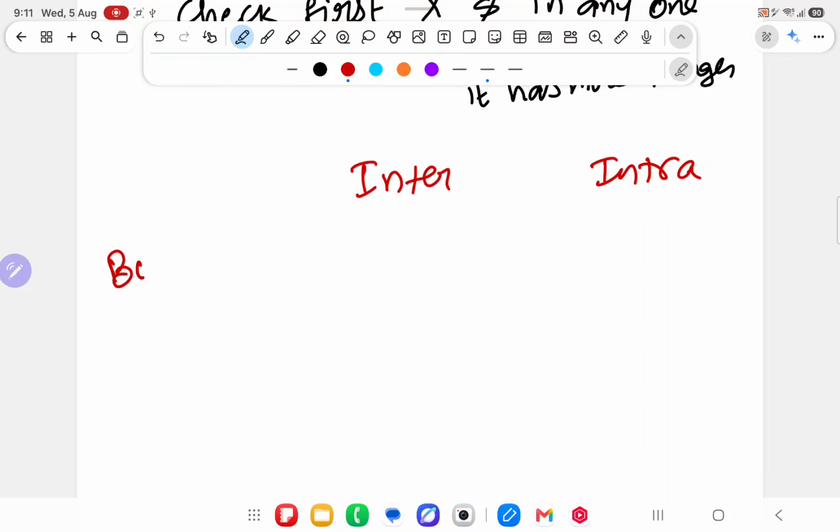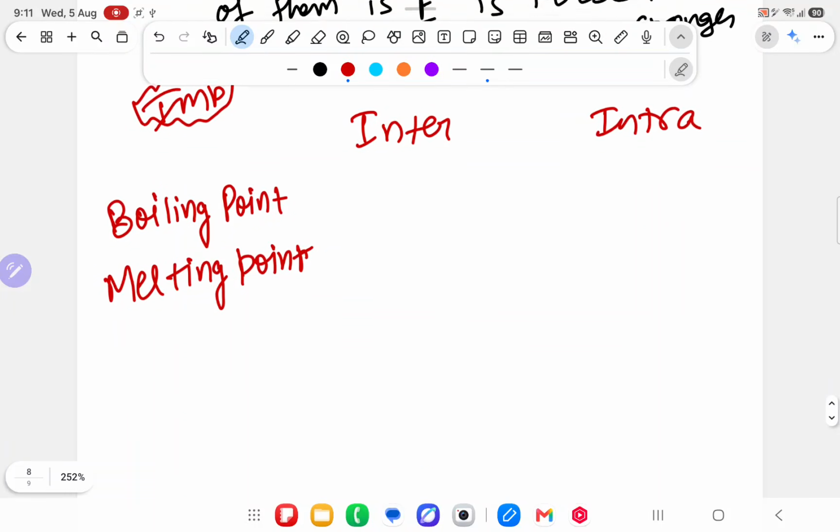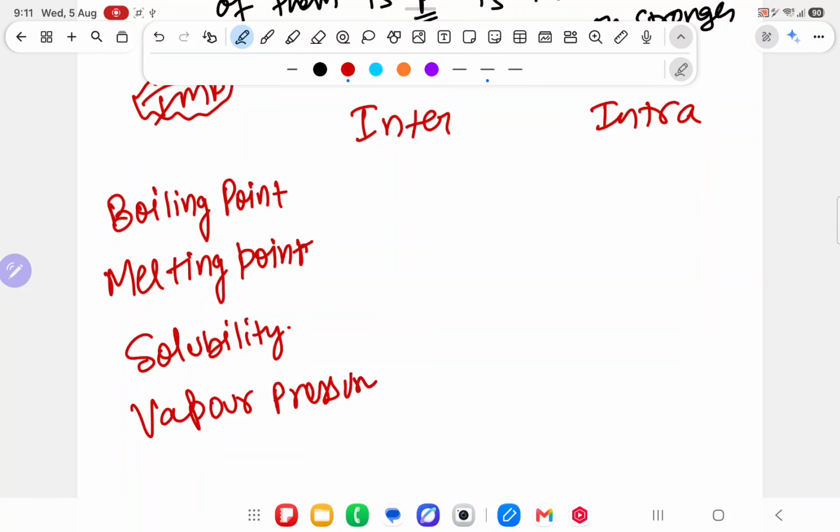If I am talking about boiling point, if I talk about melting point, these are very important. What I am writing is very important. Sometimes they will ask directly from here. I am writing about solubility. I am writing about vapor pressure.